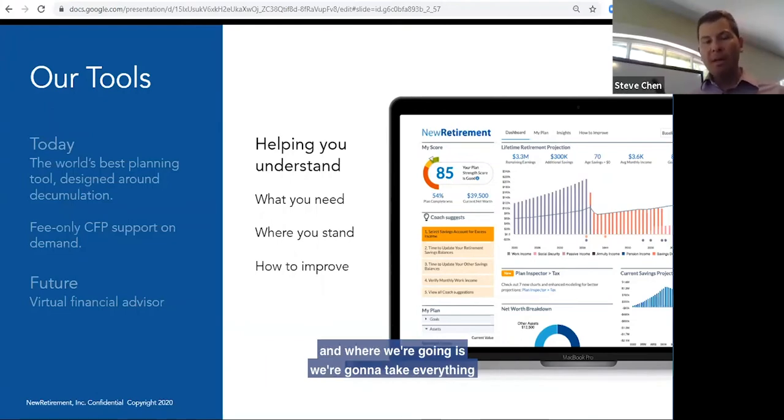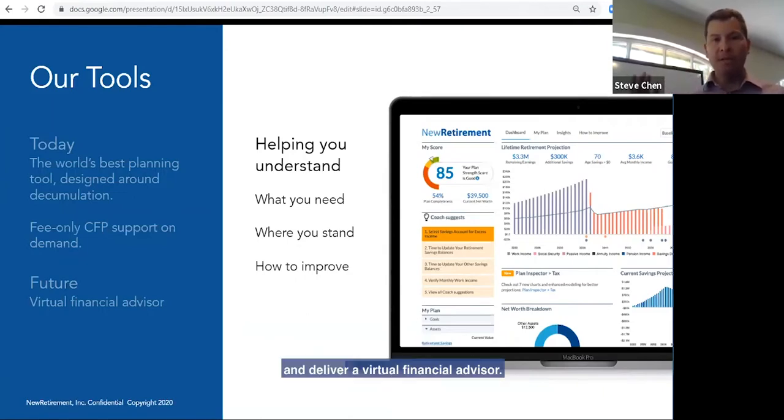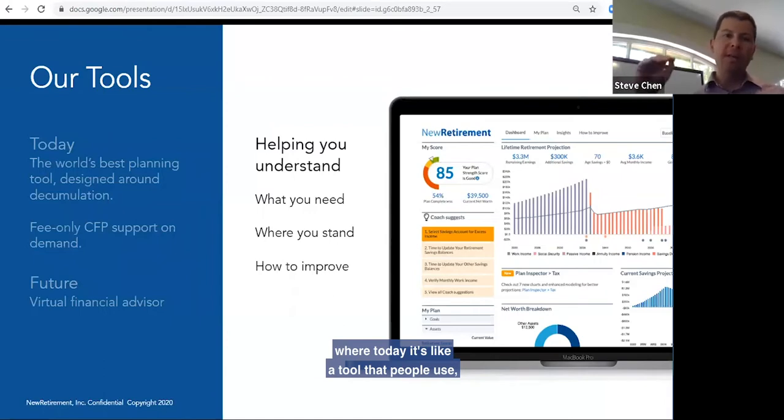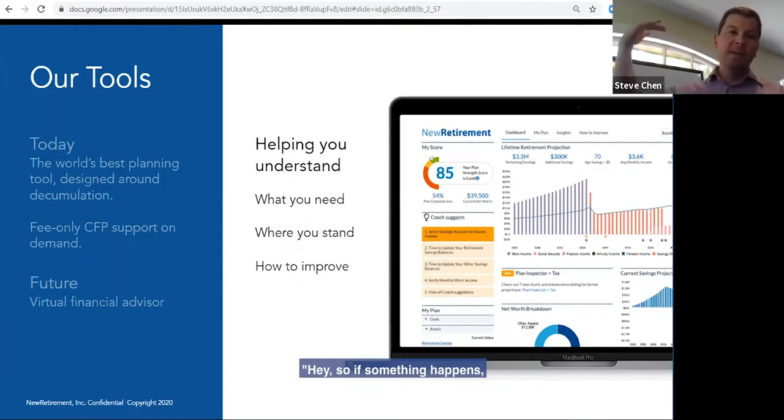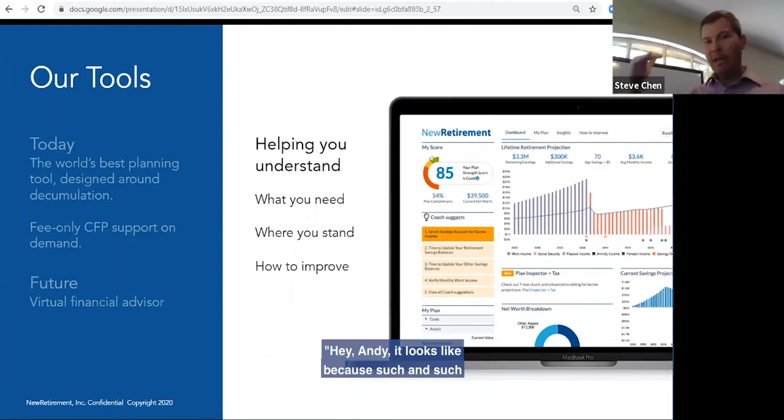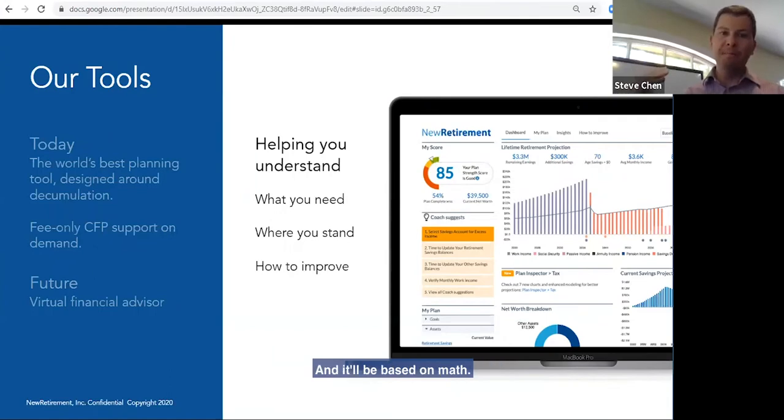And where we're going is we want to take everything we're learning with our users and deliver a virtual financial advisor. So we are going to really try to automate a lot of this later this year, where today it's like a tool that people use, but in the future, we are going to be running thousands of simulations all the time for all of our users, looking around and saying, hey, so if something happens, interest rates are going down, market's getting more volatile, whatever's going on, tax rates are changing. We will be running simulations and saying, hey, Andy, it looks like, because such and such has happened, there might be an opportunity for you to do something else with your plan. And it'll be based on math.